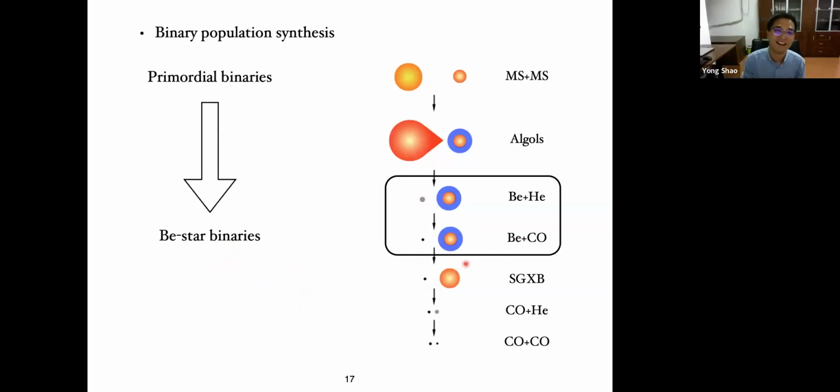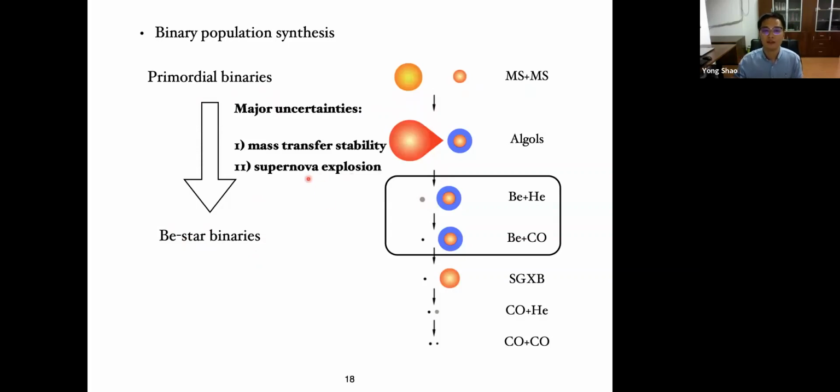Okay, next I will talk about the binary population synthesis. From observation, we actually know the parameter distribution of the primordial binaries with two main-sequence stars. And if we know exactly how binaries evolve, in principle, we can also know the parameter distribution of the Be star binaries, and also their numbers in the Milky Way.